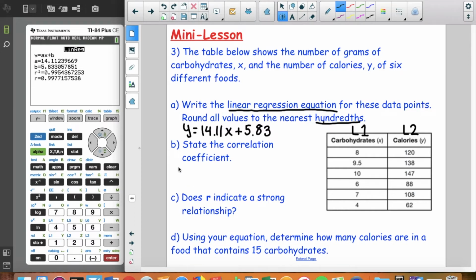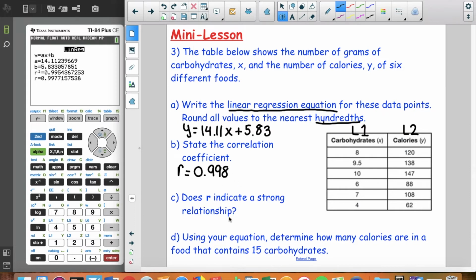In the second part, so part B, it says state the correlation coefficient. The correlation coefficient is R. It is not R squared, okay? That is a different value that we are not going to be dealing with. It is just R. So here, why don't we round, I don't know, doesn't say where to round. Why don't we round to the 7, okay? So the thousandths place. So if we round to that 7, we get 0.998, because that 7 will round up since the number after it is above a 5.